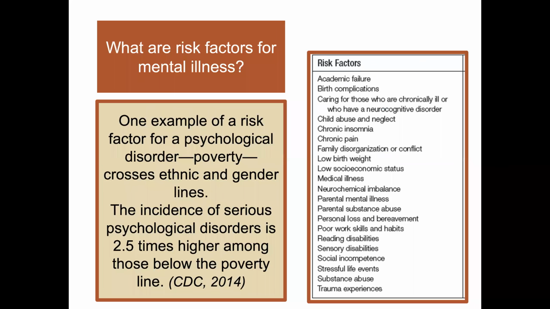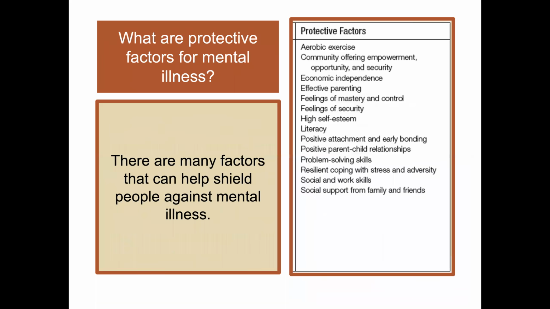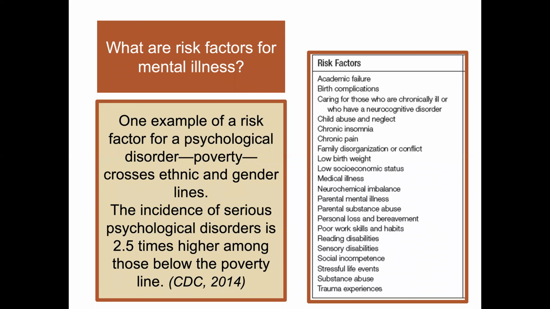So what are some risk factors for mental illness? One example of a risk factor for a psychological disorder, poverty, crosses both ethnic and gender lines. The incidence of serious psychological disorders is 2.5 times higher among those below the poverty line. But let me go back 1 second. Look at some of those risk factors: academic failure, having had complications at birth, having to care for chronically ill people, and on, lots of different risk factors there.